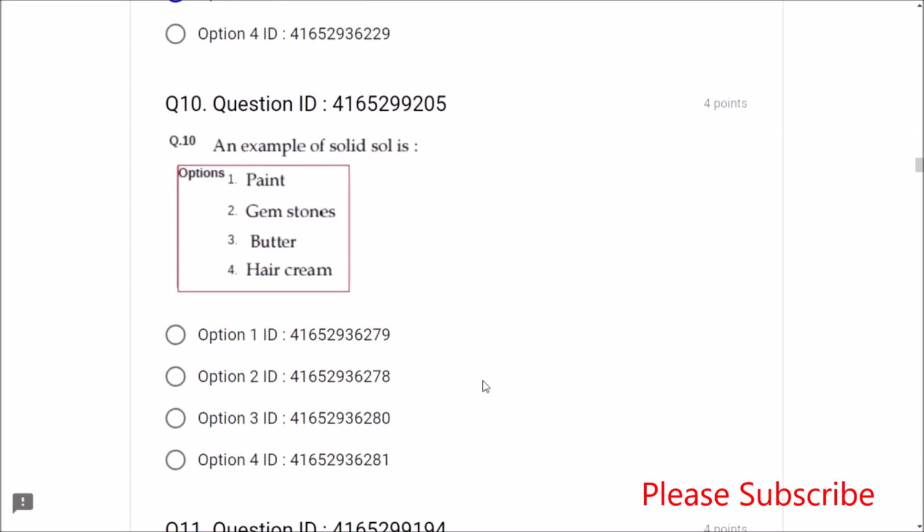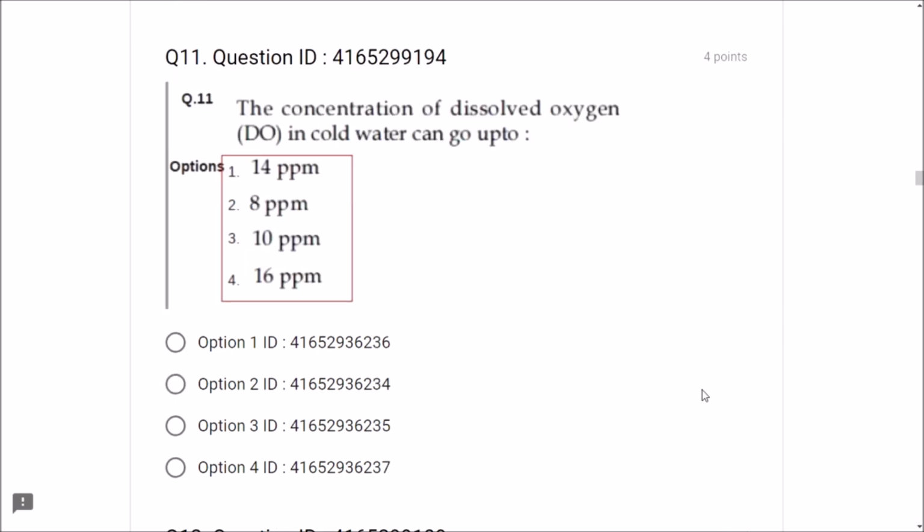Next, question number 10. An example of solid sol. Paint, is it a solid sol? No. Gemstones, gemstones is a solid sol, whereas butter, hair cream, no, students. Gemstones is a solid sol. Option number 2 is correct, students. Next, question number 11. The concentration of dissolved oxygen in cold water can go up to 10 ppm. Straight away you can choose this answer. 10 ppm is the correct option, students.